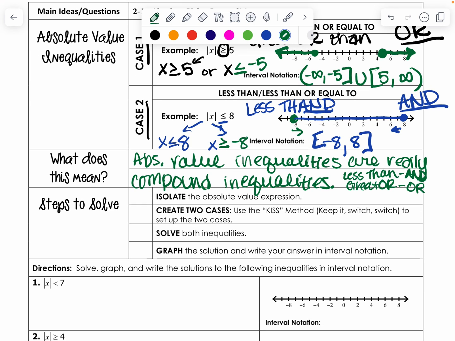So our first step, of course, is still isolating the variable. Number 1, create two cases. We don't use this KISS method, but we just want to set up the two cases. Number 2, solve and graph.